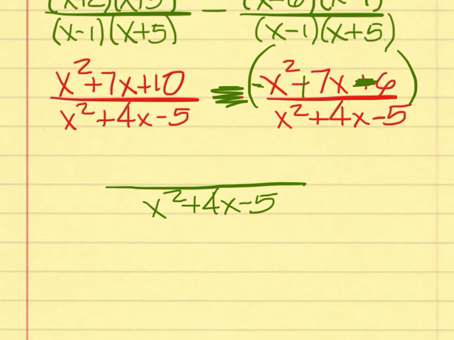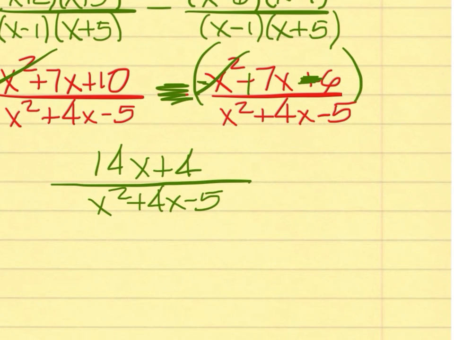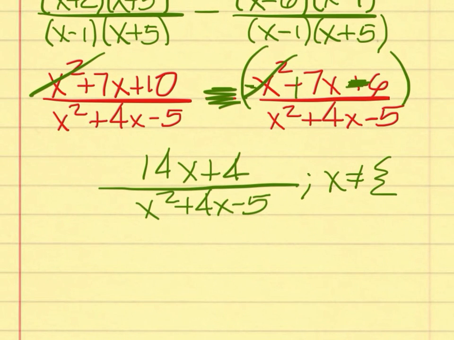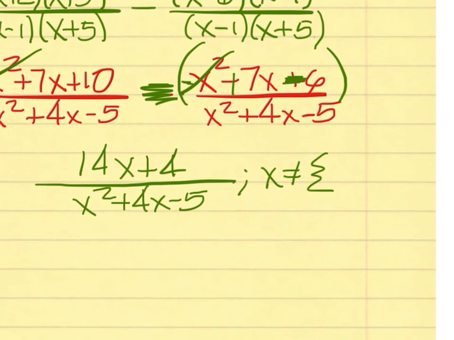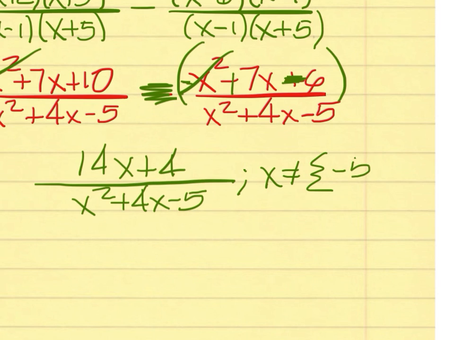So it comes out to be x squared minus x squared, so those cancel out. And 7x plus 7x is 14x, and 10 minus 6 is 4. The only thing left to do is to find the excluded values, so x cannot equal, and we can take a look at it right here, x minus 1, x plus 5. So the excluded values are going to be negative 5 and 1.